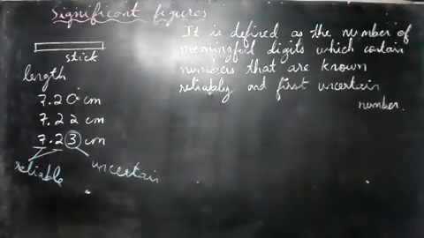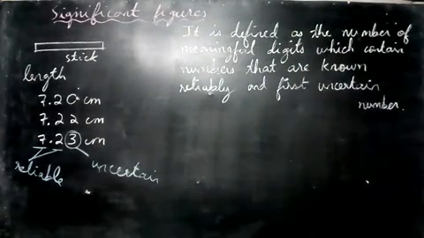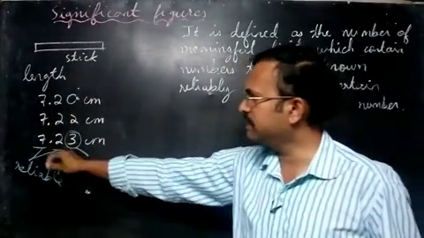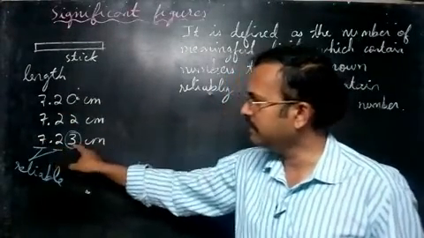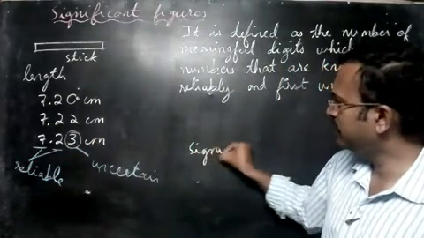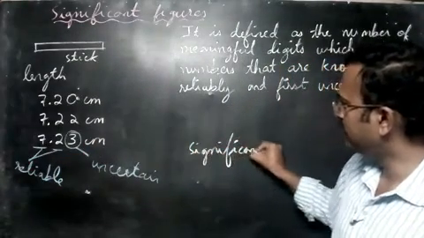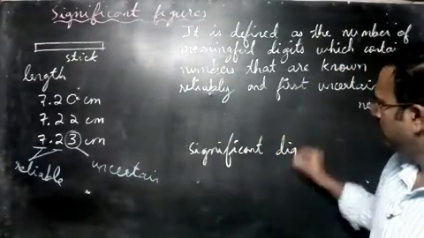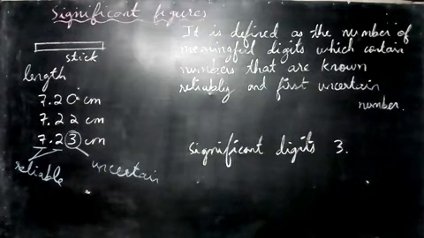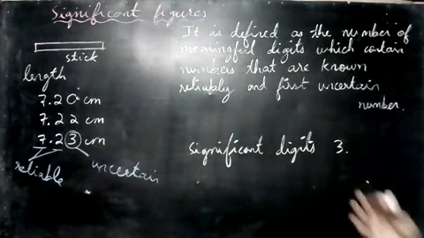So we can say that the significant digits for these three numbers are 1, 2 and 3, because 2 are reliable and 1 is uncertain. So the number of significant digits in this case is 3. Significant digits is 3.